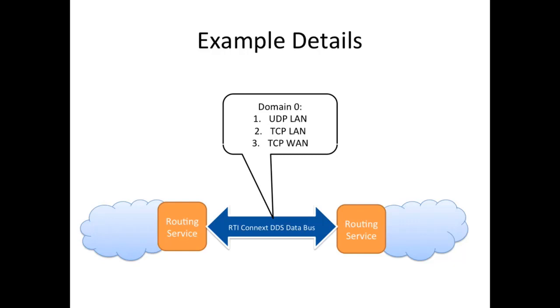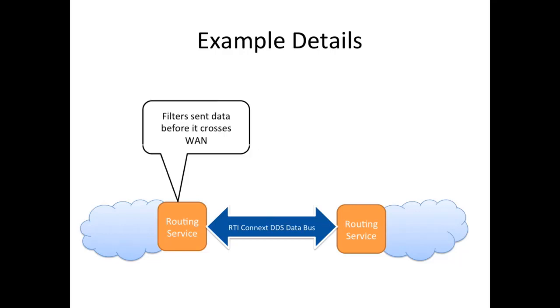This configuration potentially can take a lot more configuration because if you really want to actually test this on a wide area network, you may have to set up your routers to do port forwarding. The last thing to note is that the routing service that is on the sending side of this network is actually filtering the data that's being sent before it crosses the wide area network. So this is an example of how you might set up a type of filtering so that you don't flood your wide area network with too much data.